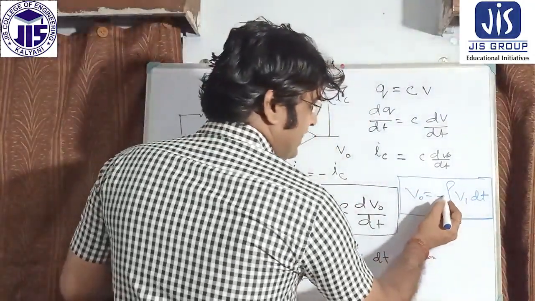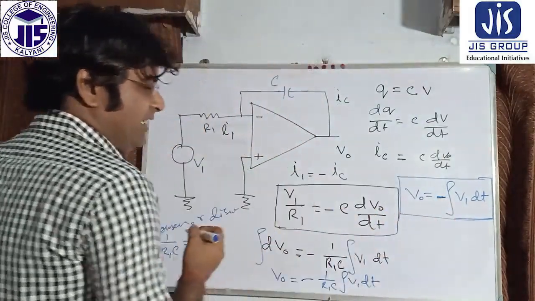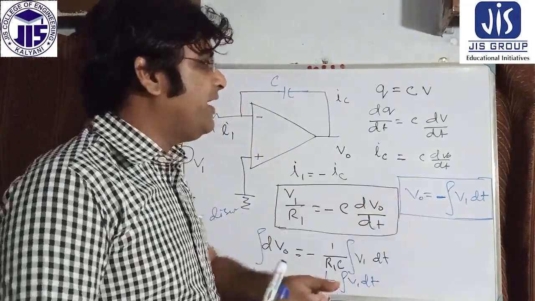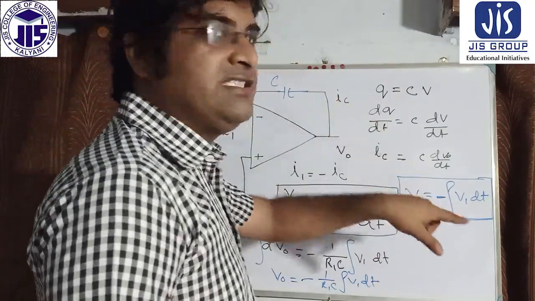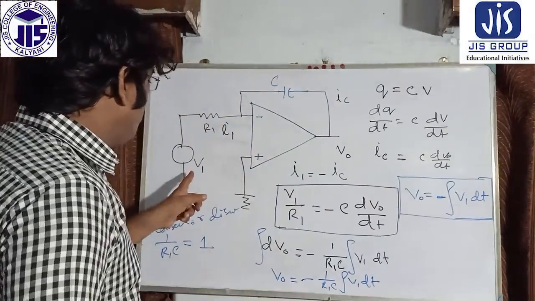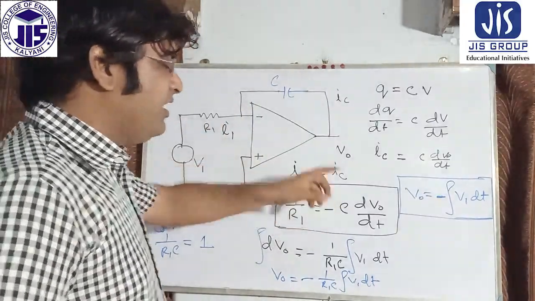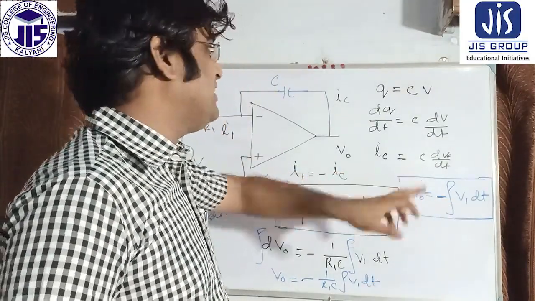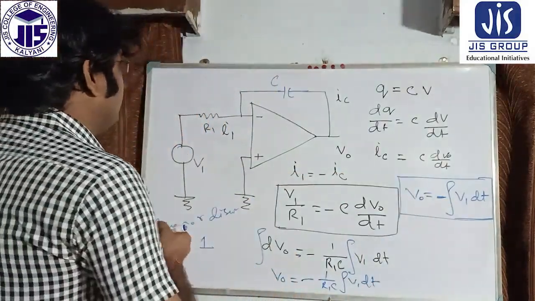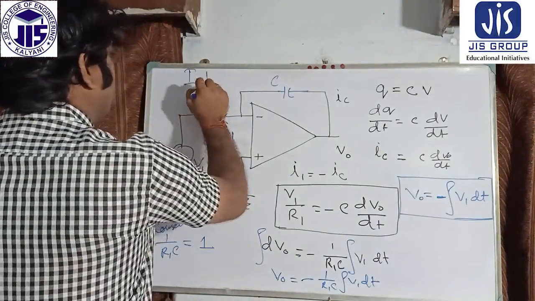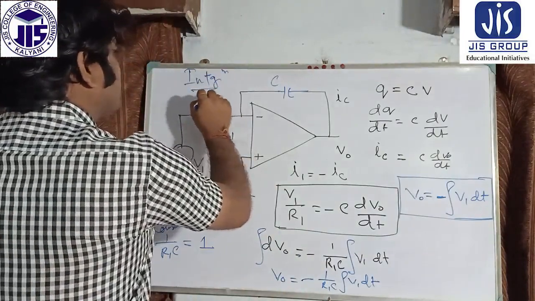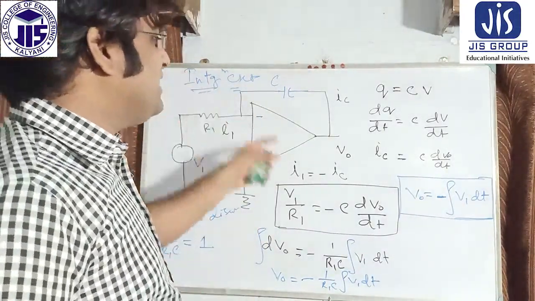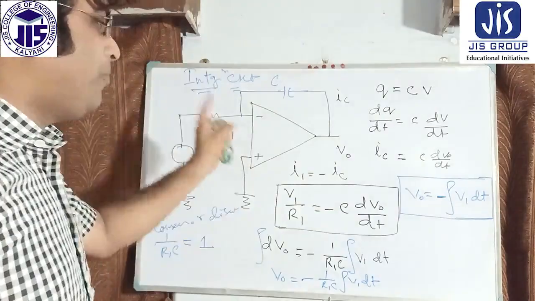There is one minus sign, yes, that's true, but we can omit this minus sign, or change it with a sign changer. So you see the input voltage is integrated here, and we get the output voltage V0. So we can say this is the integrator circuit using an operational amplifier.